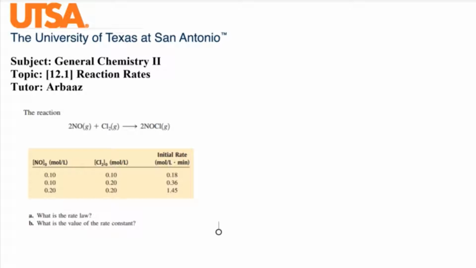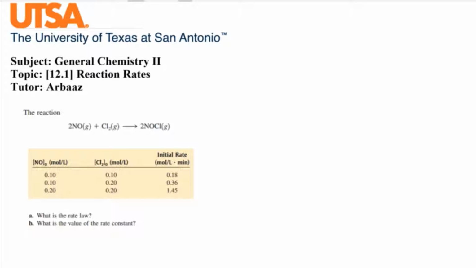Today I'll be talking about General Chemistry 2. The specific topic is reaction rates. And so in this example question, you're given a reaction and then you're given experimental data on that reaction. So the rate of each of the reactants, and then the concentration of each of the reactants, and then the initial rate that comes from those conditions.